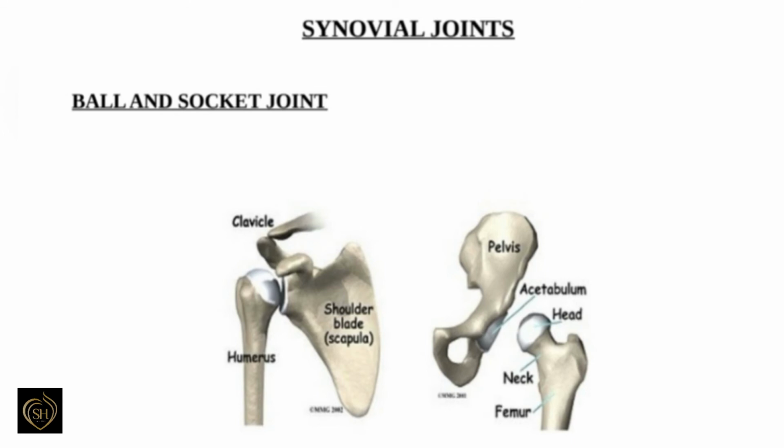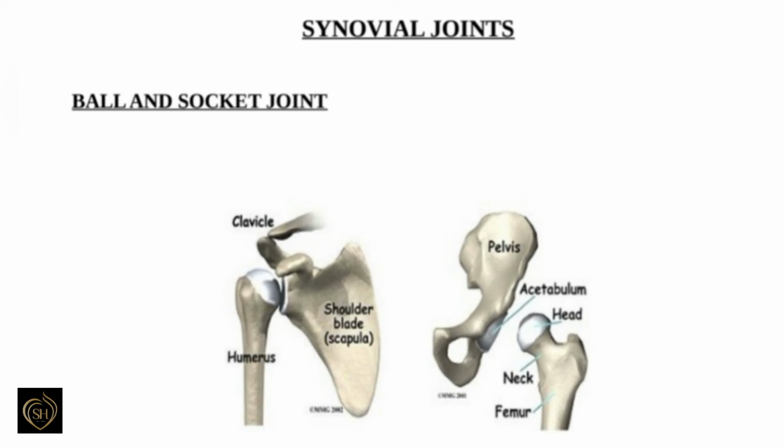Third one, synovial or freely movable joints. There is free movement between the joints. Synovial fluid and synovial membrane are present between the joints. There are different types of synovial joints present in our body, for example, ball and socket joints, hinge joints, gliding joints, pivot joints and saddle joints. First one, ball and socket joints.